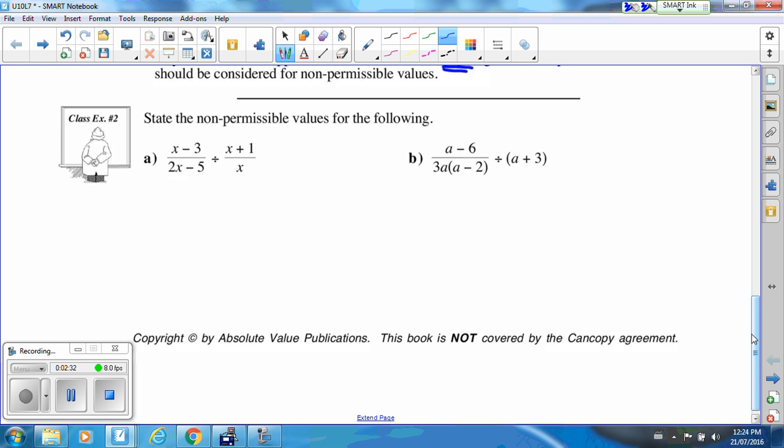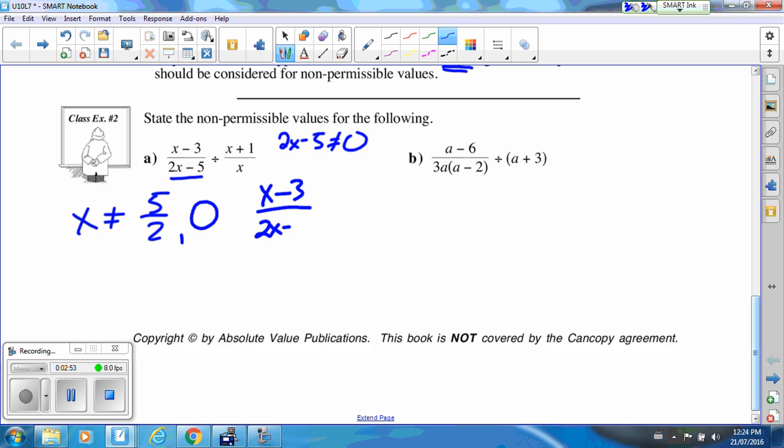Non-permissible values here first. This is going to be 5/2. And again, if you have trouble just seeing that, you can set that up as 2x minus 5 can't equal 0, and then isolate for x. So that's true first, and then the 0. And now I rewrite it as a multiplication question. And that introduces my new non-permissible, which is that x cannot equal -1, so let's throw that in the list.